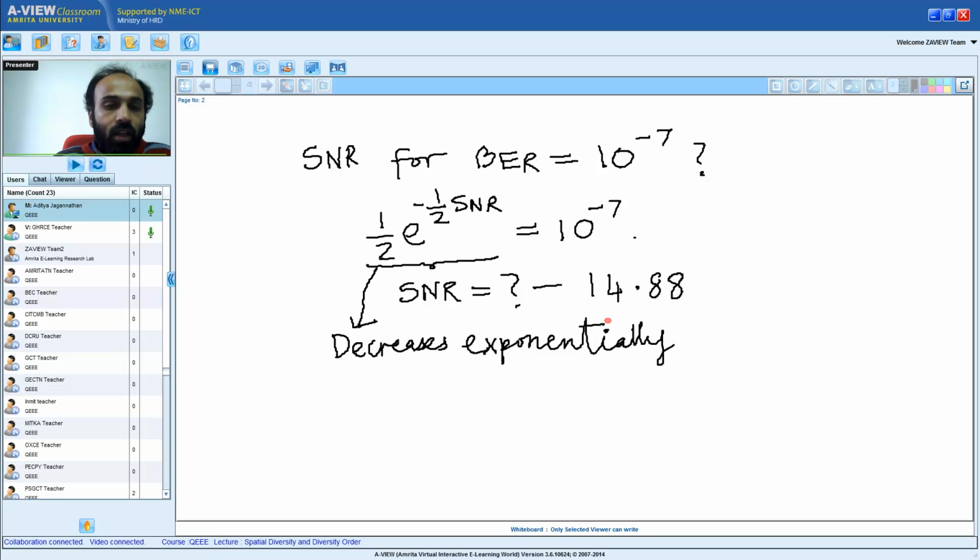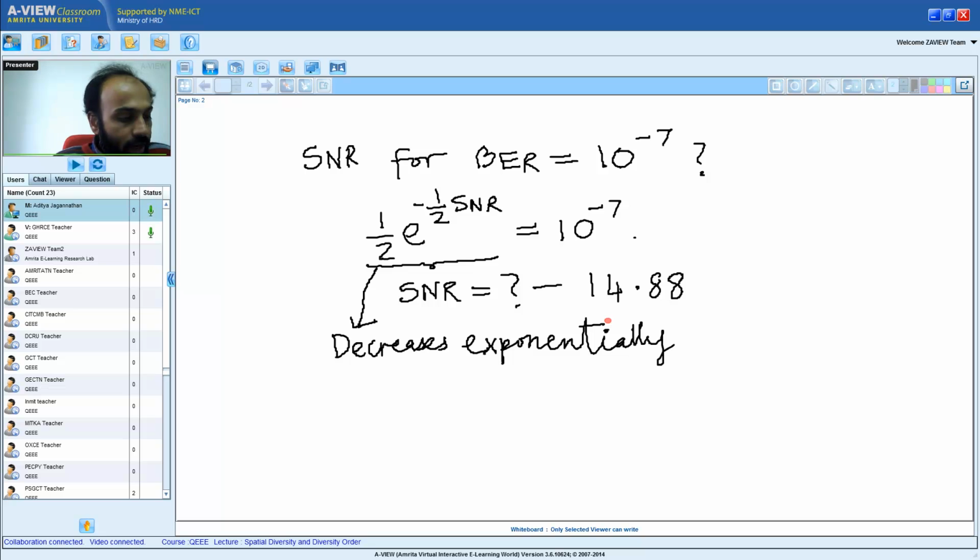For instance, you have M-ary QAM, that is quadrature amplitude modulation, M-ary PSK, that is phase shift keying modulation, and also differential phase shift keying, minimum shift keying, and so on. So there are several modulations. The bit error rate expressions for all these modulation schemes can be computed, and they are available in the text.